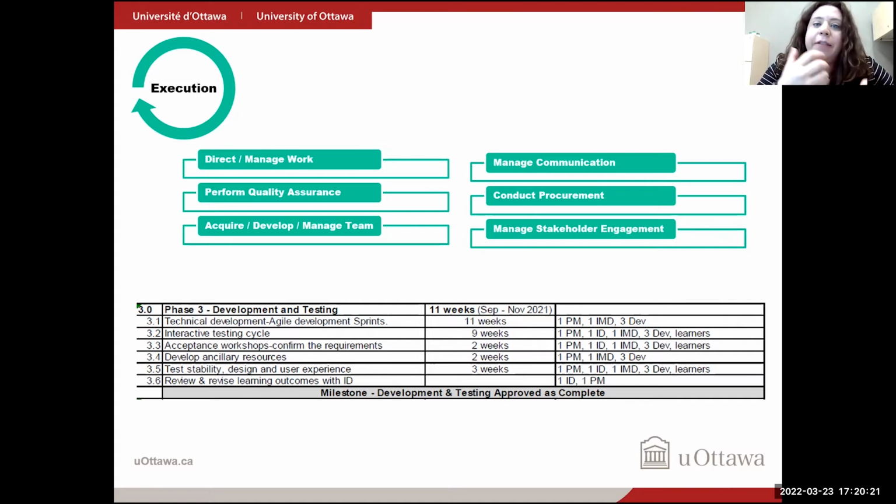Sometimes even procuring the VR headsets became an issue because of supply chain issues, or certain subject matter experts weren't as available as they once were because now they have to go back to prioritizing their clinical duties. So those are all the unknowns that you have to make sure you're actively monitoring to ensure your objectives, again, are still met on time.